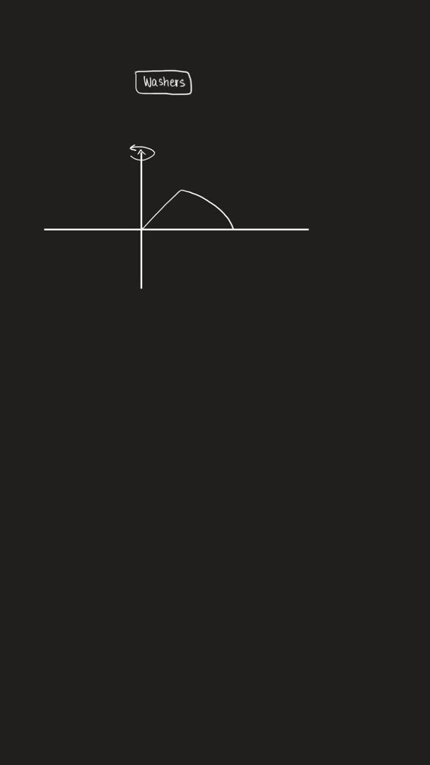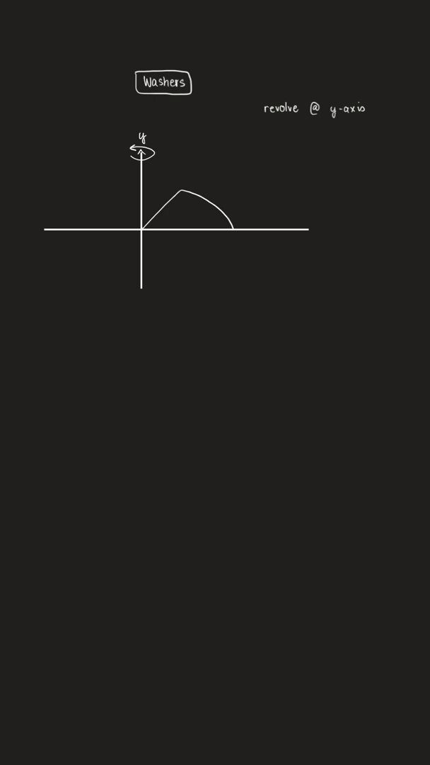Okay, so this time we're going to think about what happens when we revolve over a vertical axis. In this case, we're going to revolve over the y-axis a region that's bounded by two curves, that's going to create a solid with a hole in the middle. So this is Washers part 2.